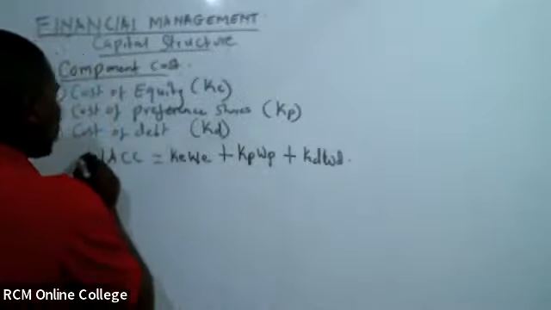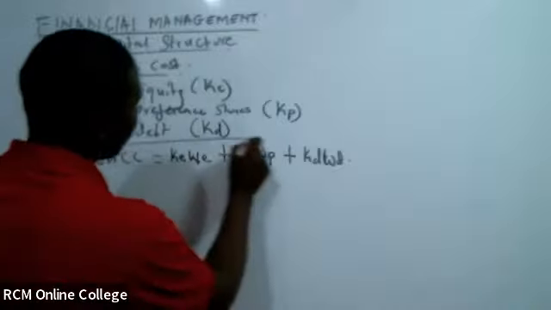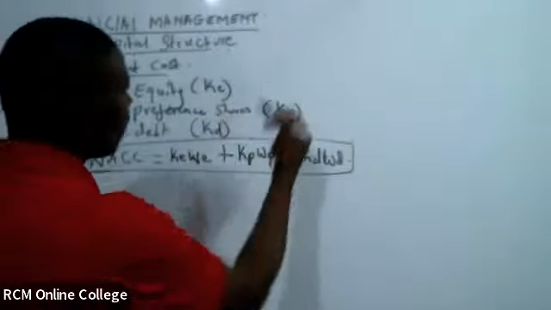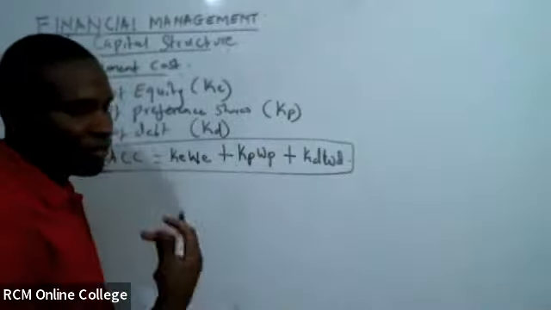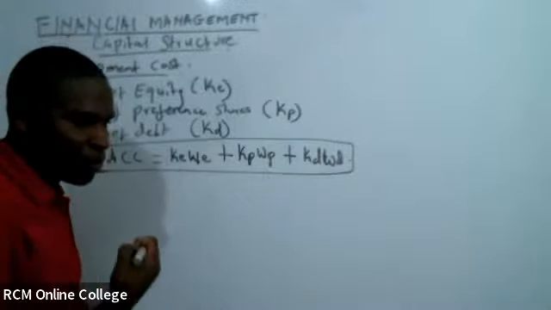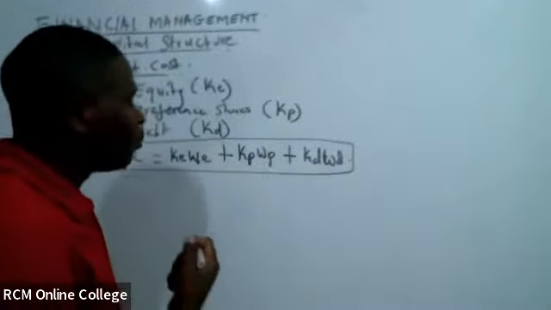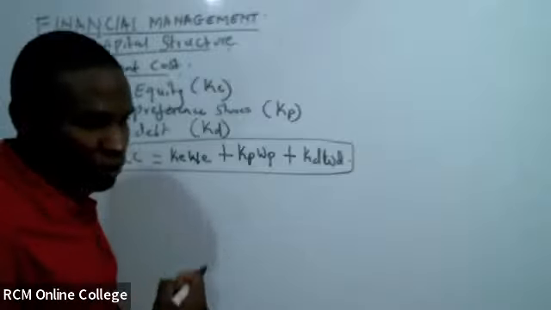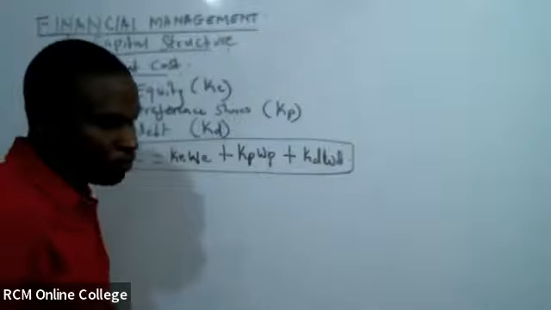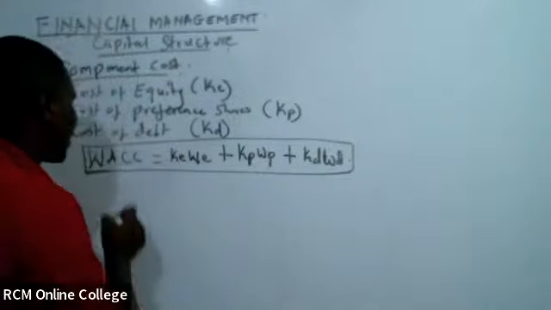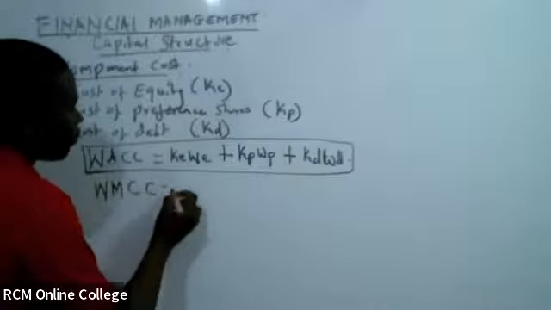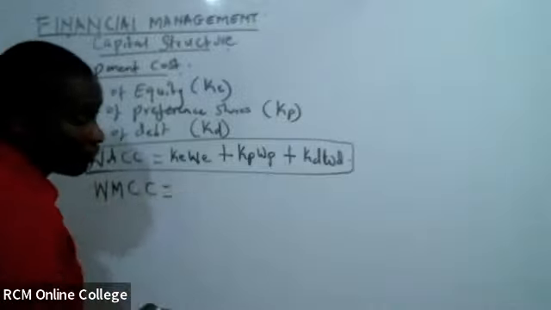So the main goal for us is to arrive at this. First of all, get the component cost. After you get the component cost, it's possible for you to now get the weighted average cost of capital, which is the result of any question that will be given by the exam. That is part one. Part two, the examiner may require you to get the weighted marginal cost of capital.